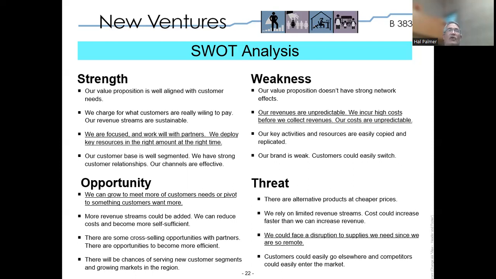Okay, our most severe threat is a disruption to supplies that we need. Part of that is because we're so remote. We depend on everything through trucks. It takes time, distance, and expense to get to us. So I'm always afraid of a disruption of supplies. All right. There are many more strengths, weaknesses, opportunities, and threats that we could go through.